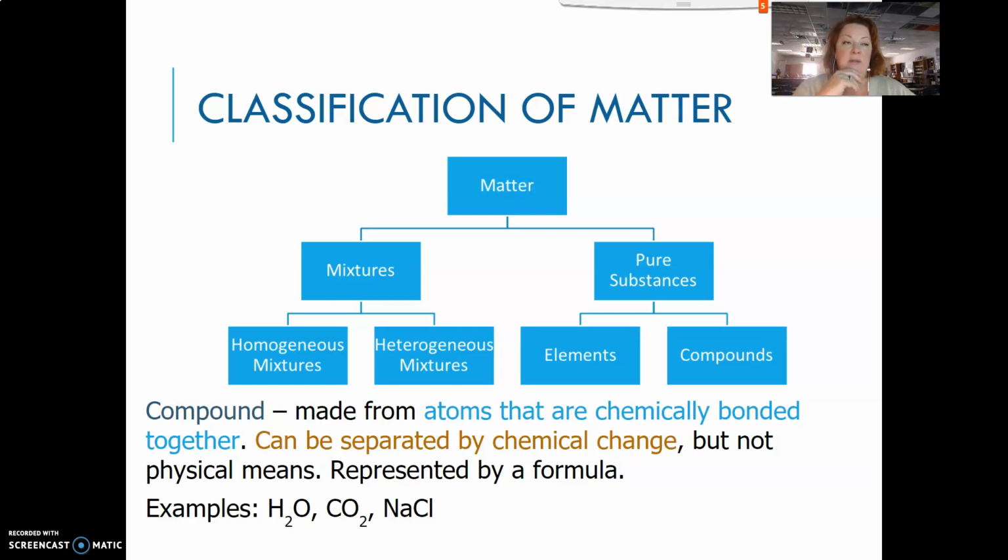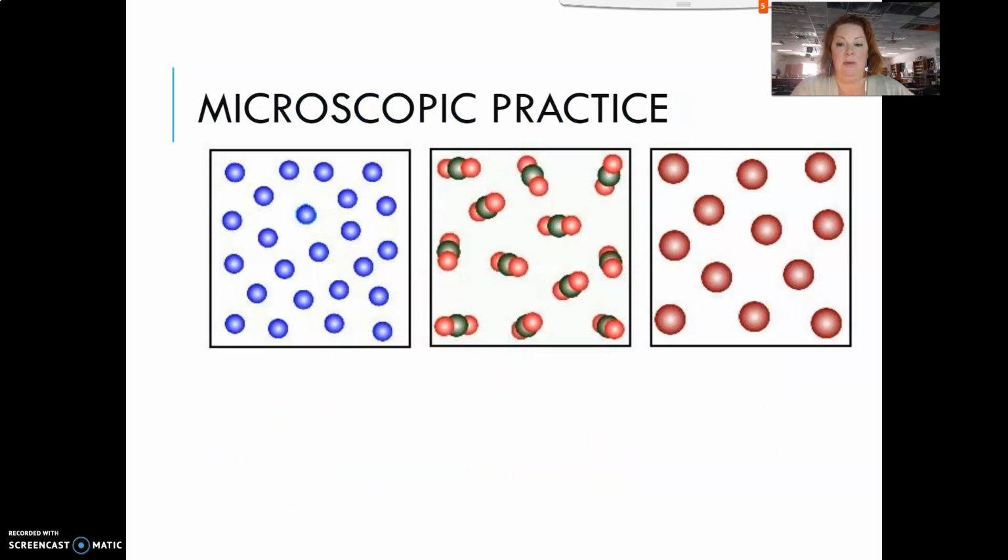They are represented by a formula. So for instance, H2O, we have two hydrogens and one oxygen, water. CO2, one carbon, two oxygen, carbon dioxide, and NaCl, sodium chloride, one sodium, one chloride. So that is a compound.